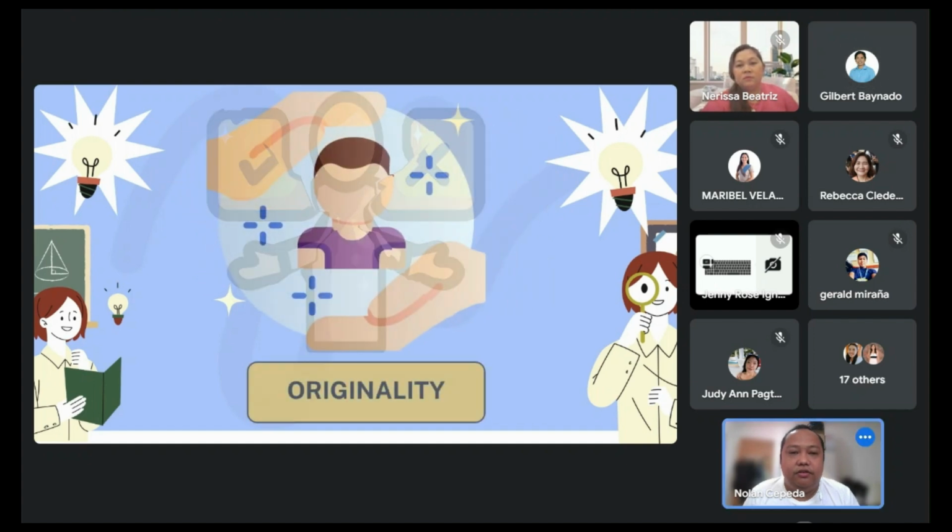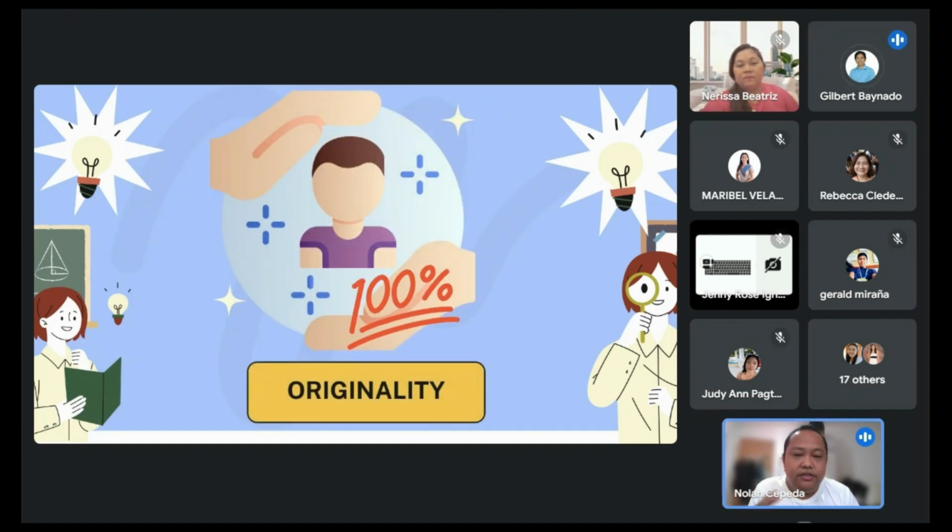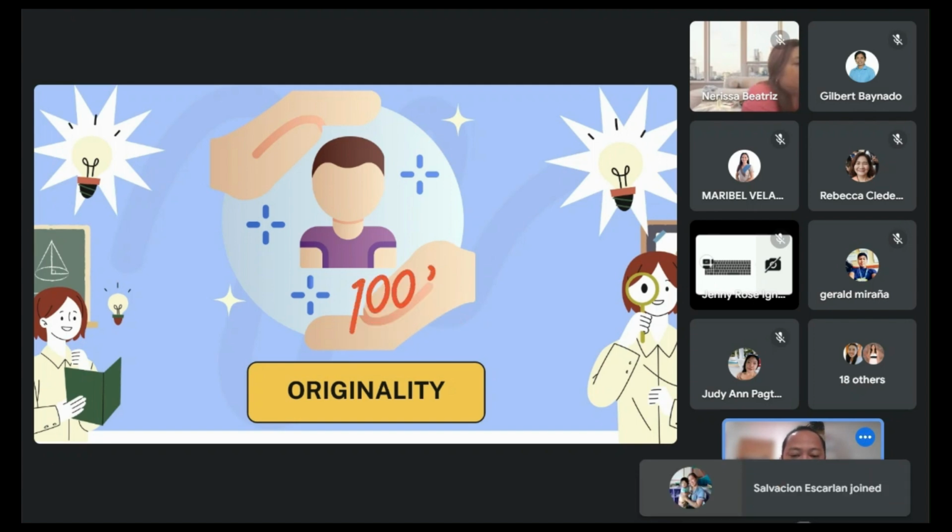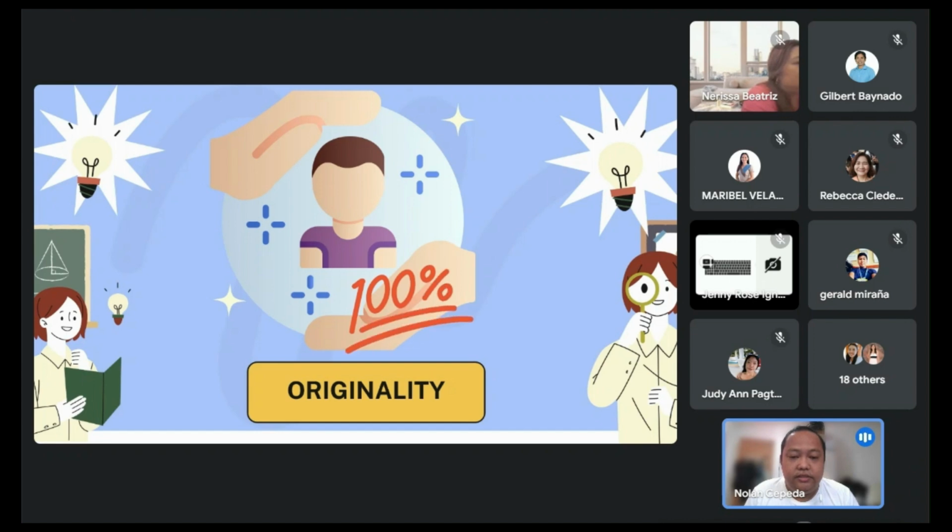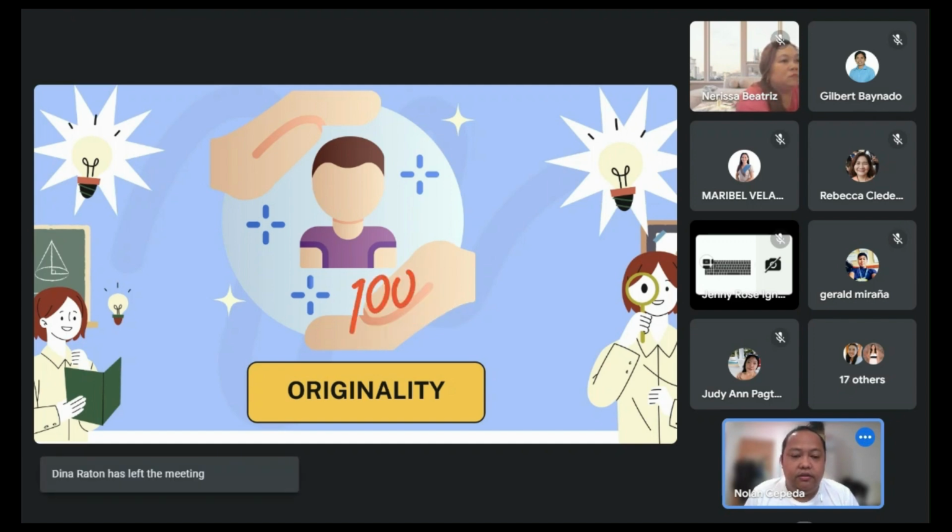The next is originality. Originality refers to the degree to which a study or project introduces new ideas, approaches, findings, or perspectives that have not been previously explored. Originality is a key criterion for the value and contribution of research, as it distinguishes innovative work from replication or routine investigation. It involves novel concepts, methodologies, or interpretations that advance knowledge within a specific field.